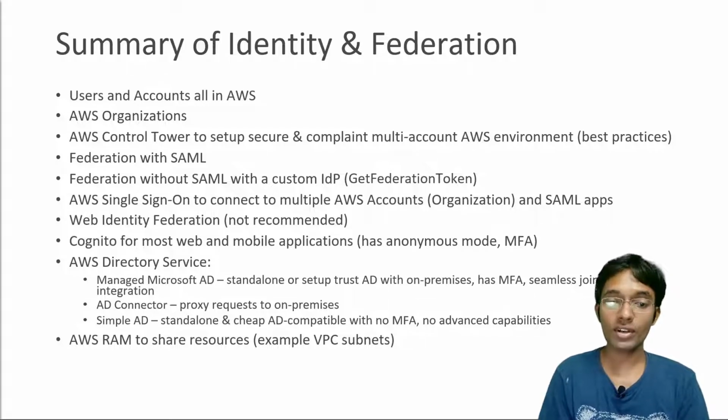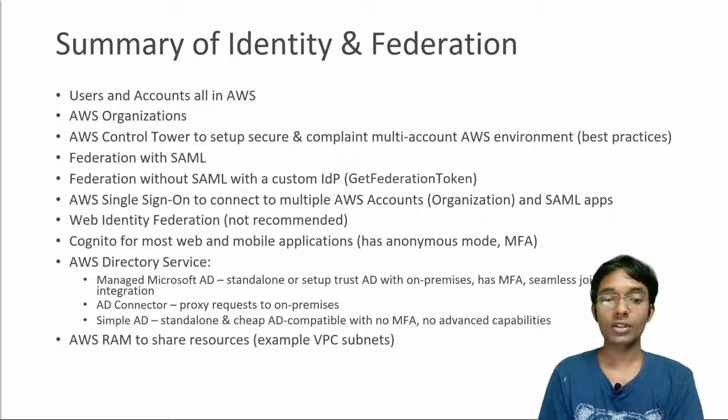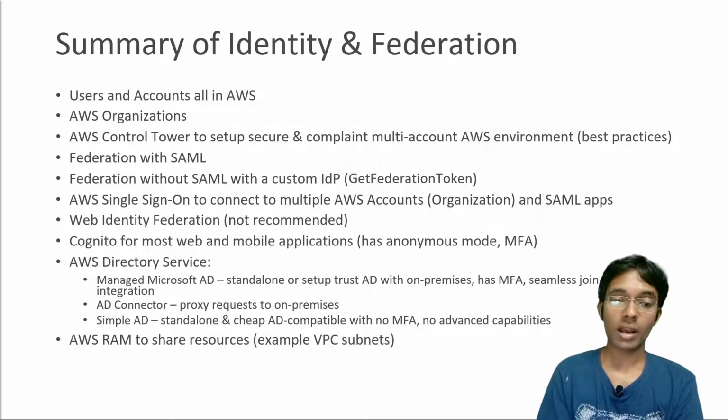We can do federation in many ways. The first one is using SAML 2.0. But if you don't have SAML 2.0, then you can use a custom identity provider broker with the GetFederationToken APIs for STS. And now the more modern way of doing it is to use the AWS single sign-on or SSO to connect multiple AWS accounts through an organization and SAML applications.